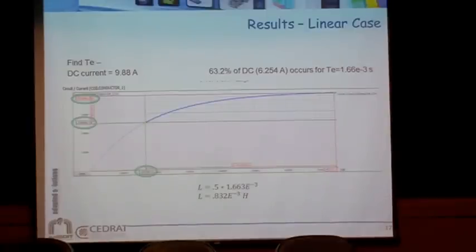Okay, that's picked on the curve. So the inductance, remember, is resistance times this time constant. And look, this is the resistance, 0.5 ohms. The time constant, and what do I get? 0.832 millihenry. So it was 0.835. Why is there a difference? Because the guy who did this forgot that the DC current was 10 amps, and not 9.88, but okay.